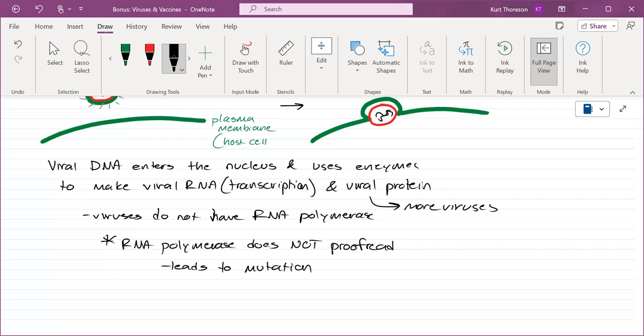What if there's a virus out there that we do have treatment for? We're not really worried about it. Yeah, you've got to stay home from school, but you'll recover. But what if it mutates to a version that can kill us? That's what worries virologists.